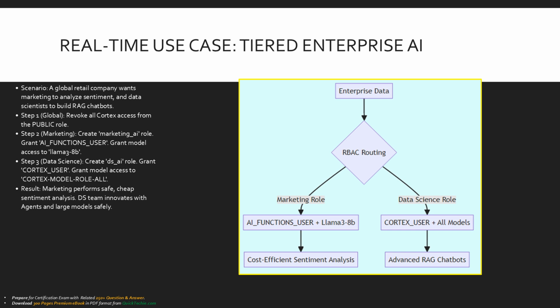In this real-world flow, enterprise data hits our RBAC routing logic. It smartly splits traffic. The marketing role is directed down the highly constrained, cost-efficient path using smaller models for scalar tasks. The data science role is directed down the unrestricted path, giving them the broad capabilities needed for advanced RAG development. It is the perfect balance of enablement and governance.